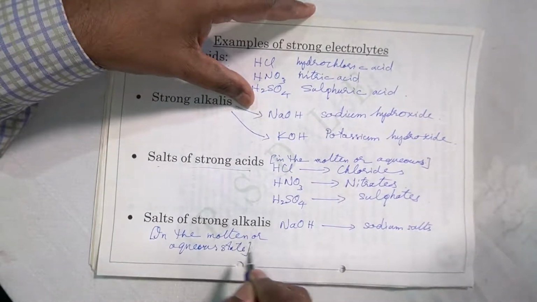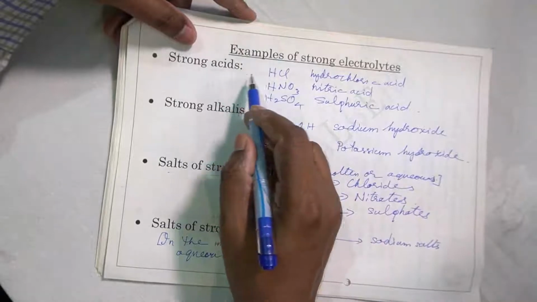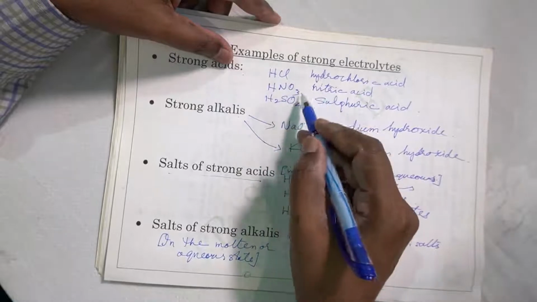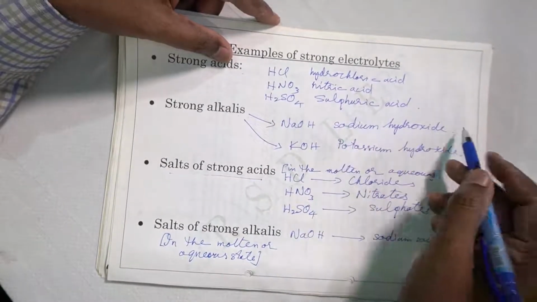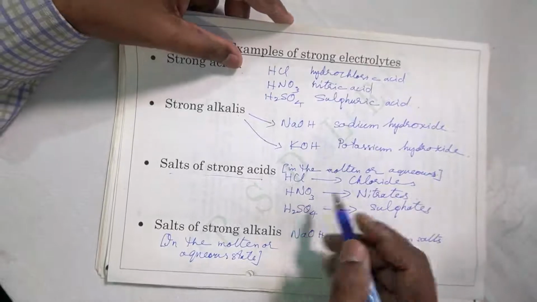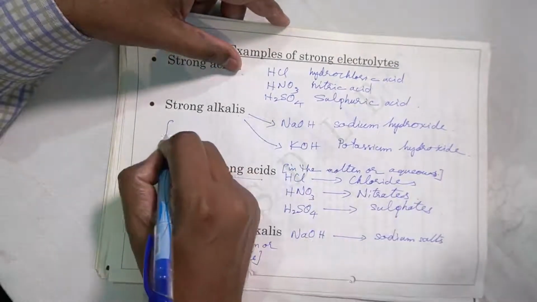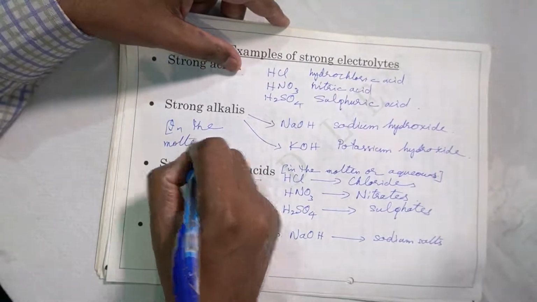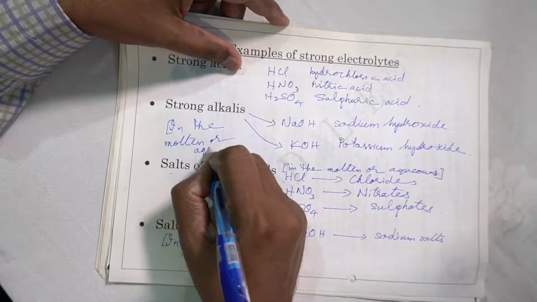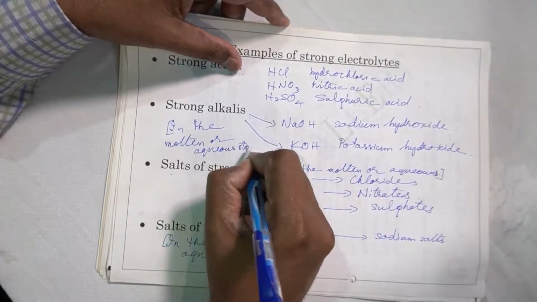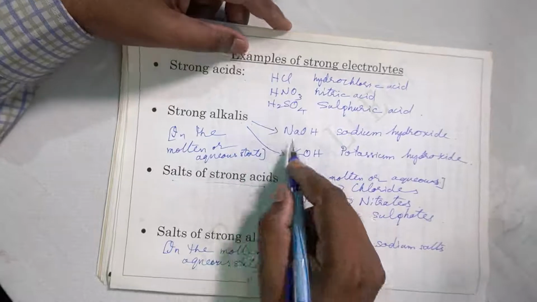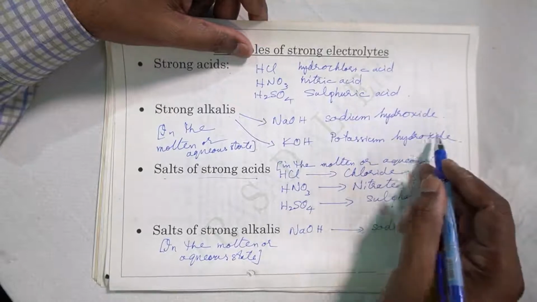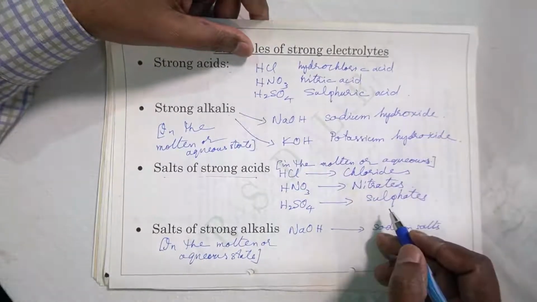Now, you must be wondering why we didn't say molten or aqueous in the case of the strong acids. Acids are always liquids, they are in aqueous form. HCl, HNO3, H2SO4, they are always in the aqueous form. So there, even if you don't mention it, it will be correct. Whereas in the case of alkalis, here again you have to say molten or aqueous state. Why? Because NaOH and KOH under ordinary conditions are solids. They have to be dissolved in water to form sodium hydroxide solution, potassium hydroxide solution, right?